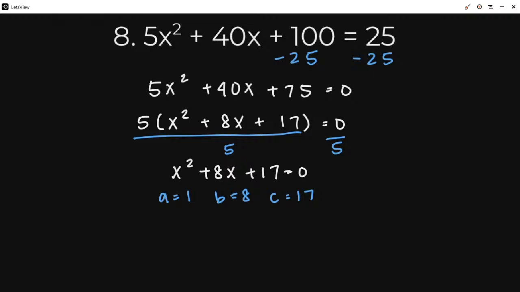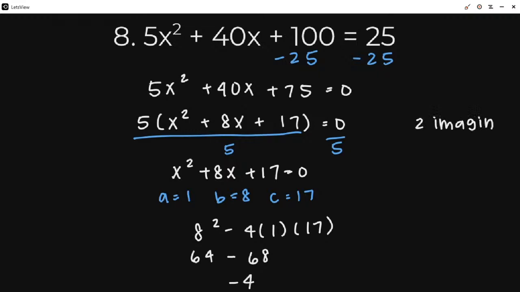Oh, okay. Sorry, not the quadratic equation, the discriminant. Okay, so that'll be 8 squared minus 4 times 1 times 17. So that's 64 minus 60, and we get negative 4. So since it's a negative number, that means we have 2 imaginary numbers, or solutions.